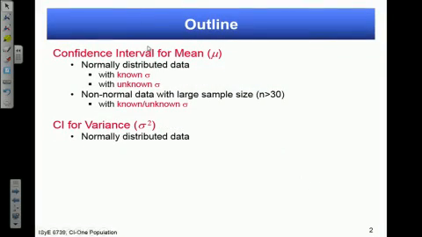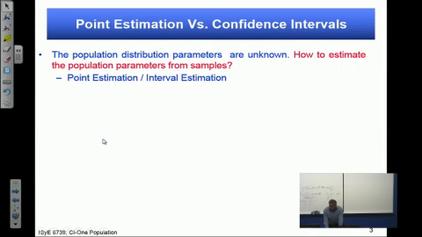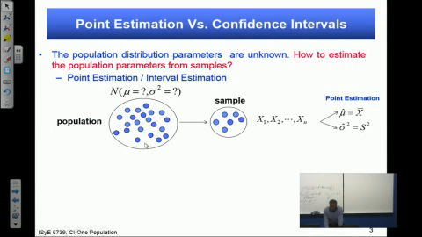So we will learn how to define a confidence interval for normal distribution under different scenarios: known sigma, unknown sigma. For non-normal data, we also can do that when we have large samples. Do you know why? We can use the central limit theorem for that. And we also learn how to find the sigma squared confidence interval for normally distributed data. Any questions? Okay.